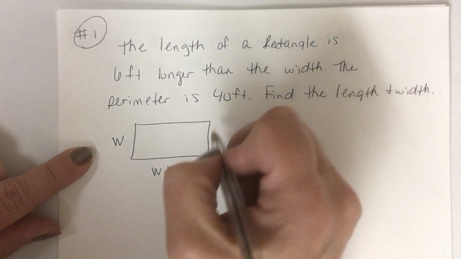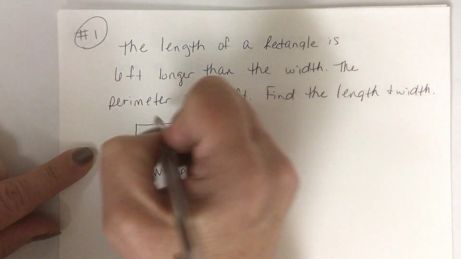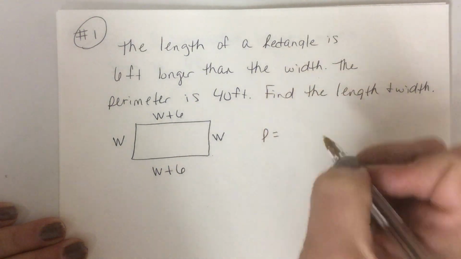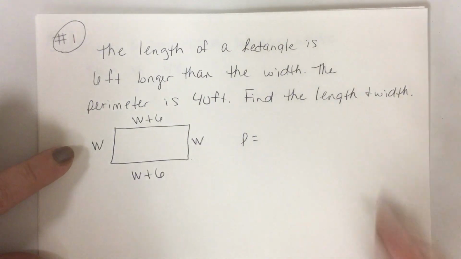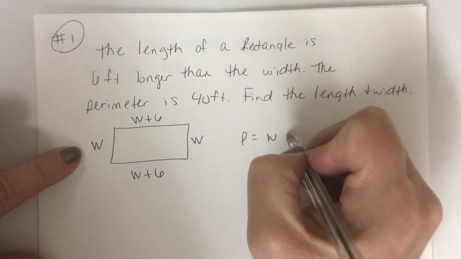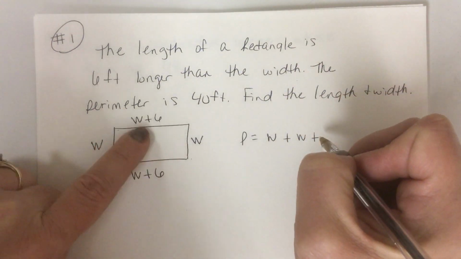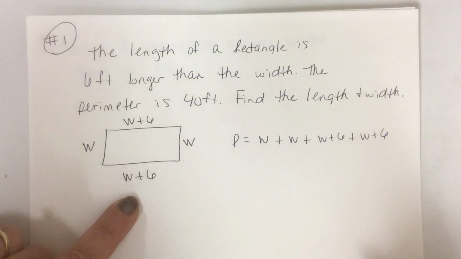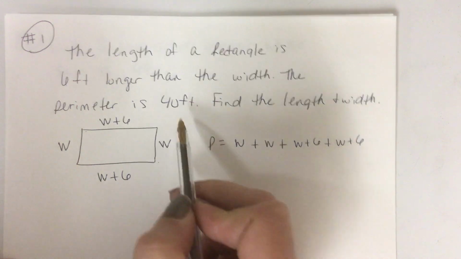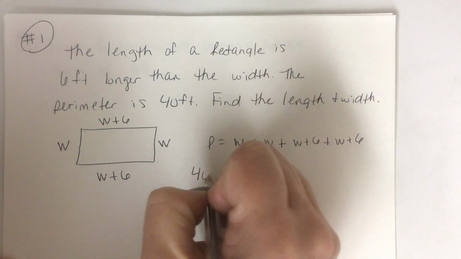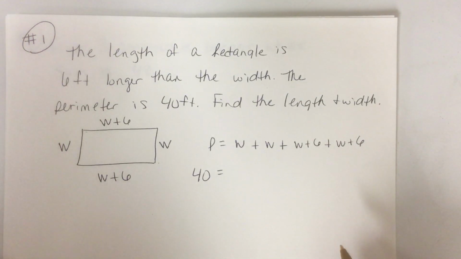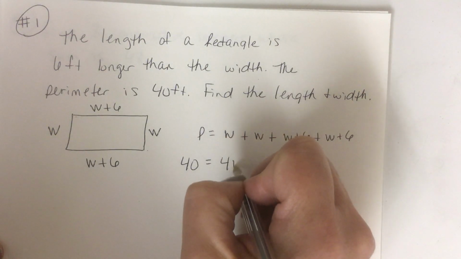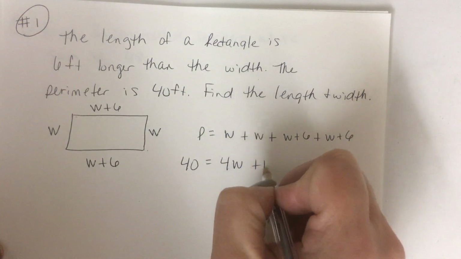Then, because it's a rectangle, this side is also W, this side is also W plus 6. Perimeter is all of the sides added up, and so that would be W plus W plus 6 plus W plus W plus 6. And we know that the perimeter is 40 because they told us that. So 40 is equal to this equation. And now we can combine like terms. I have 1, 2, 3, 4 W's, and 6 plus 6 is 12.